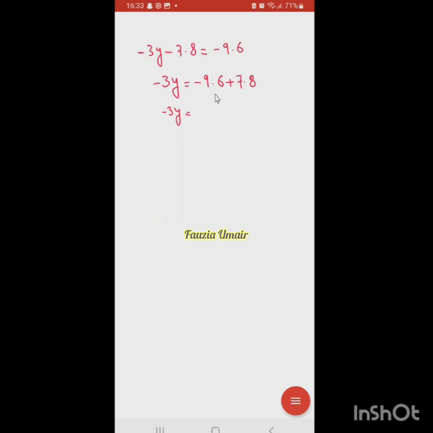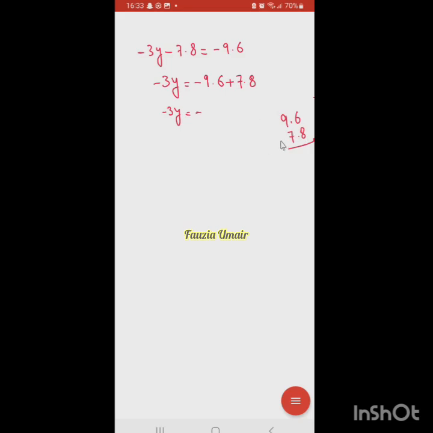Actually, they are unlike decimals. So do we need to add them or subtract them? We will subtract them, right? When the signs of rational numbers are the same, then we add them. They are like friends. But when the signs are different, then we subtract them. So it means we will write down 9.6 on the top and 7.8 below. And we know the sign of the bigger number comes in the answer, so this will be minus.